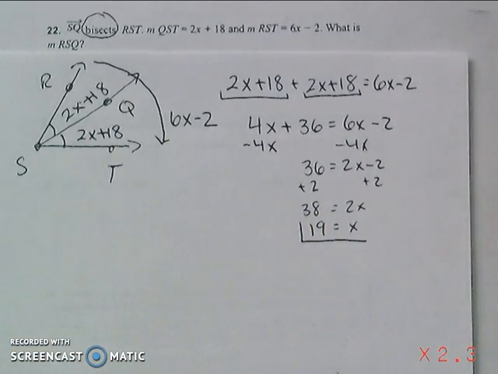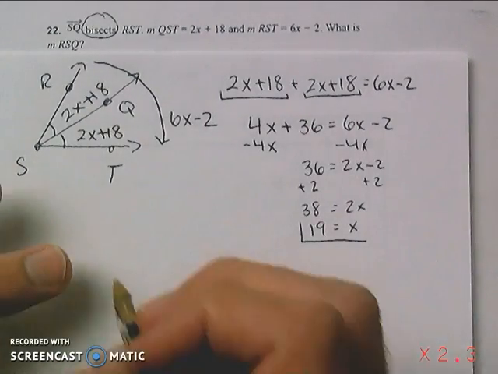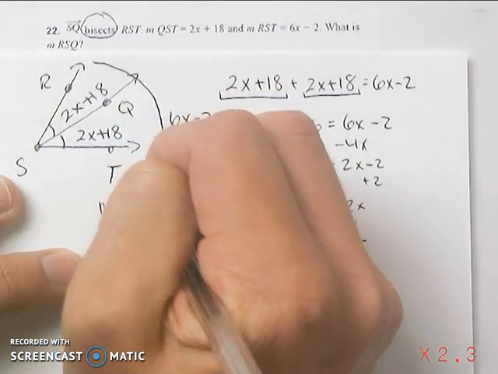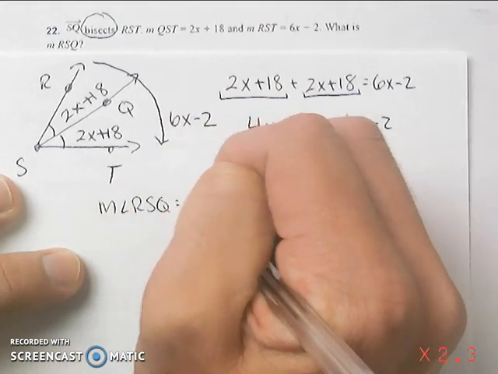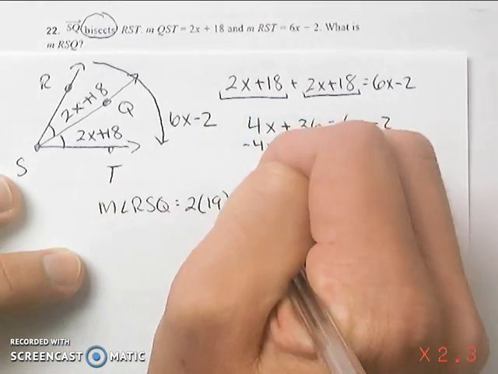Alright, so using our algebra skills, we get down to x equals 19. So we double check, make sure everything looks good. And the question asks, what is RSQ? Well, the measure of RSQ should equal 2 times 19 plus 18.